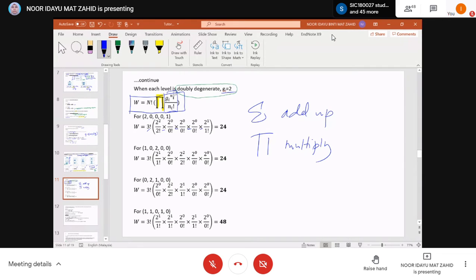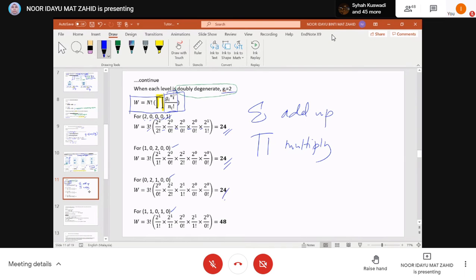So this is the mathematical symbol, okay? So 2 to the power of 2, because you have 2 here, right? Divide by 2 factorial, multiply by 2 to the power of 0, divide by 0 factorial, times 2 to the power of 0, divide by 0 factorial, multiply by 2 to the power of 1 divided by 1 factorial. It will be 24. So use the same equation for the other energy configurations.